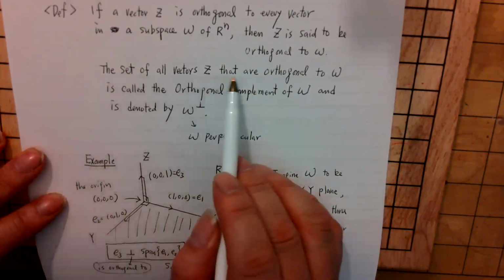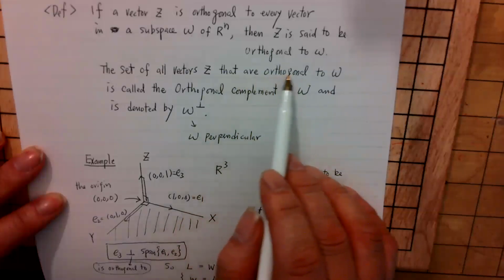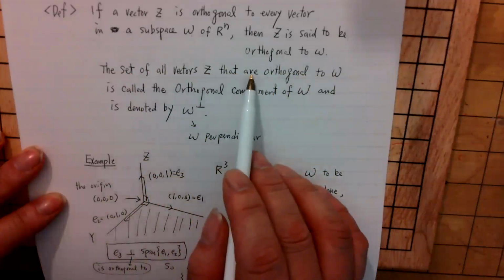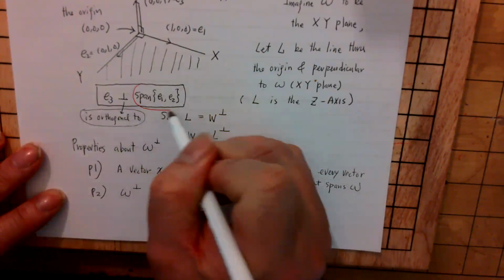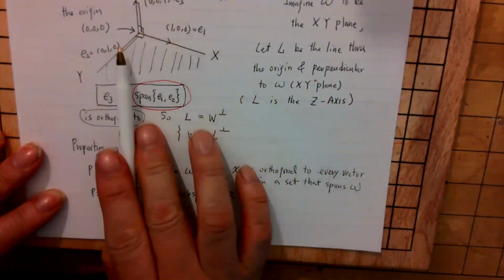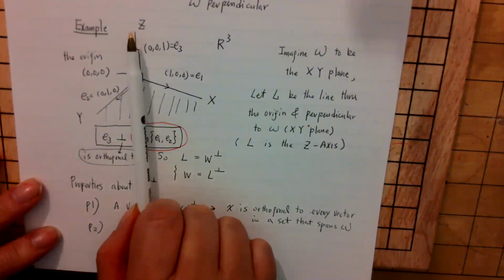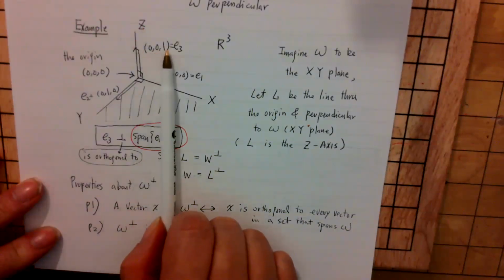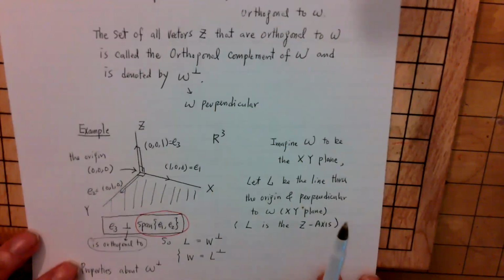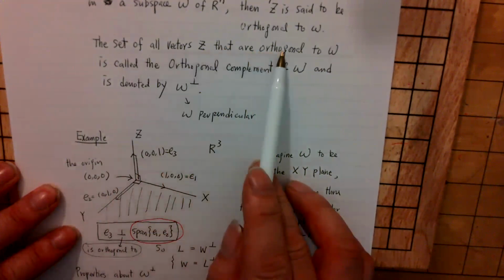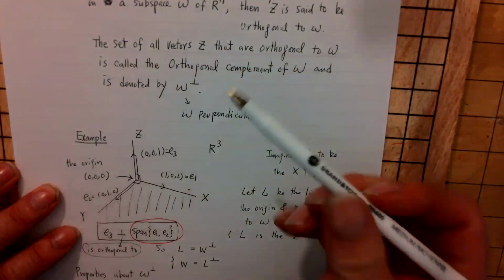The set of all vectors Z that are orthogonal to W is called the orthogonal complement of W. Okay? Remember in our example here, you can imagine that W is spanned by E1 and E2, right? So this is the xy plane. And every vector that is parallel to (0, 0, 1) will automatically be orthogonal to the plane. Okay? So the set of all vectors Z that are orthogonal to W is called the orthogonal complement of W. Okay? And it's denoted by W, and we put something like this.